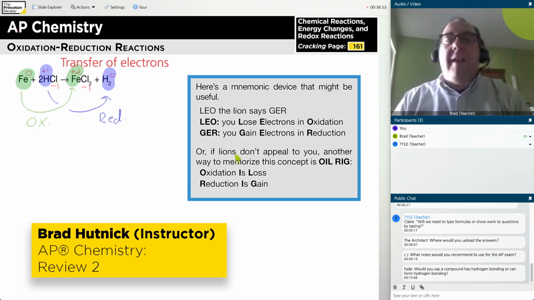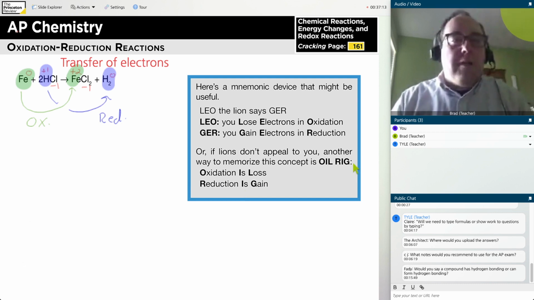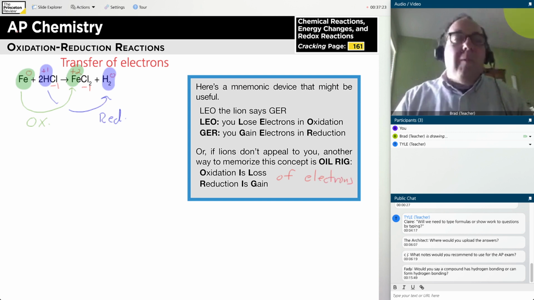There's a couple of mnemonics they give you guys here. LEO says "ger." I don't like this mnemonic personally. A lot of people use it, but if I had to spell the sound that a lion makes, I wouldn't spell it GER. So that I've never found too helpful. I do like this other one though, OIL RIG. Oxidation is loss, reduction is gain. The initials spell out the term OIL RIG, and I just want to specify here that when we're talking about the loss and gain of these things, specifically, it's loss and gain of electrons. One way or the other, you have to memorize that. OIL RIG, like I said, is my preferred way.